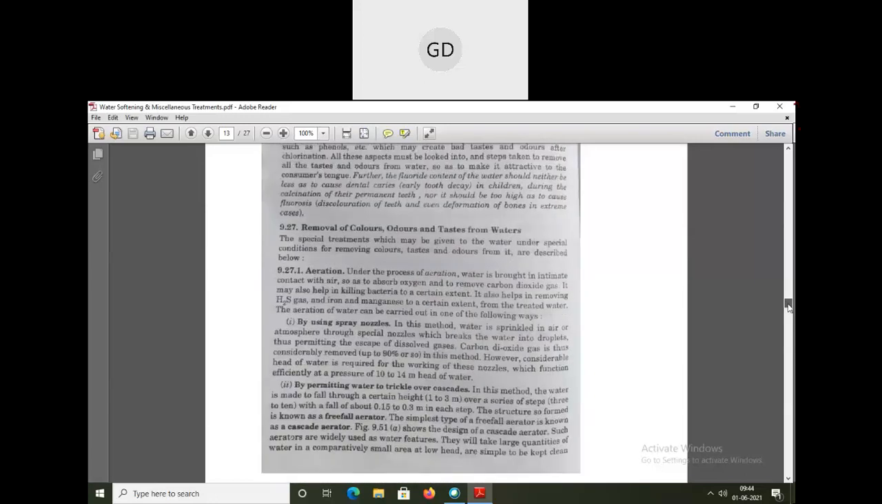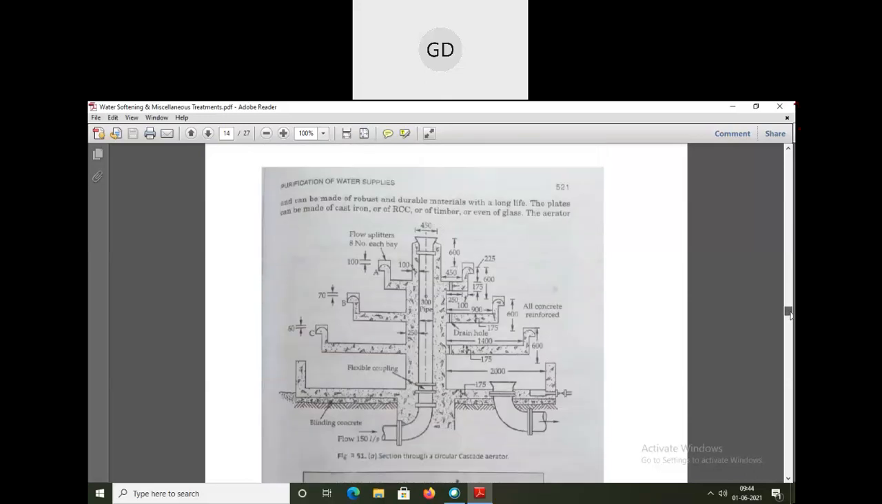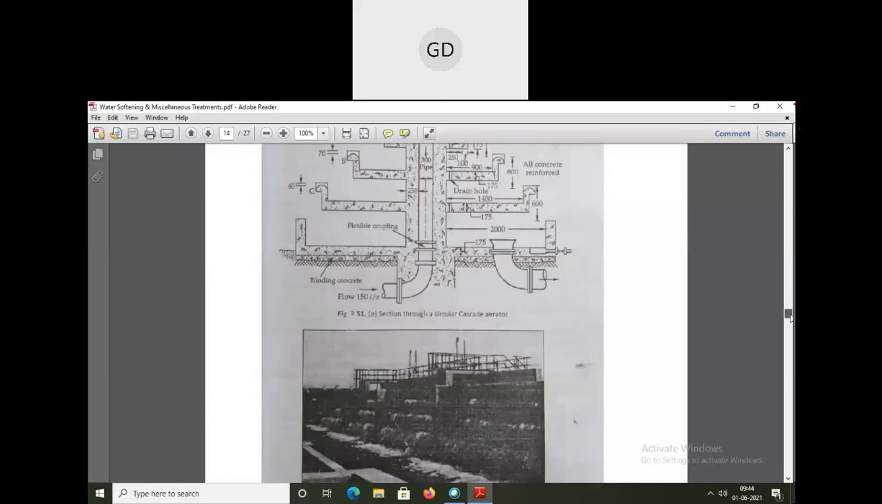The first one is aeration. I would like to show you how an aeration plant looks like. This is a kind of aeration plant. This is a section through a circular cascade aerator. This is known as your cascade aerator. You can see some step-like things. If you go to the public health water treatment plant here in Guwahati, or in your place also, you will see this type of thing.